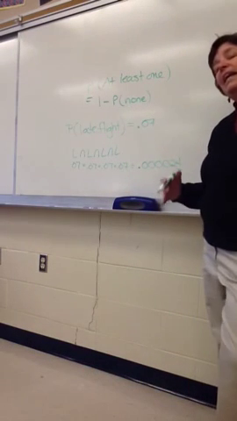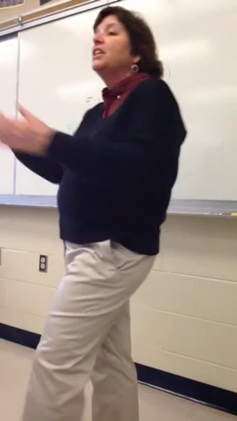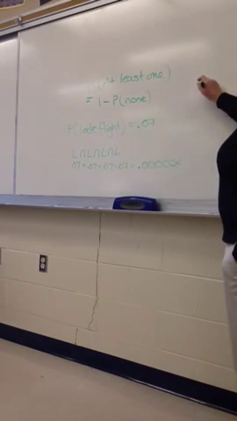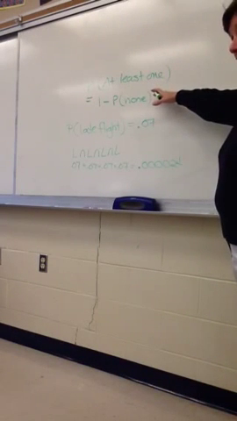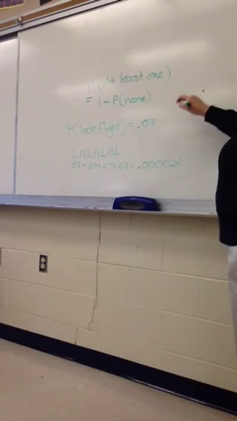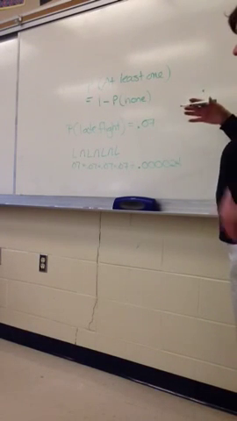Because being late at least once is the complement of never being late. So it's a lot easier to do, what's the probability that I'm never late? So what's the probability of not being late? 1 minus 0.07, which is 0.93.